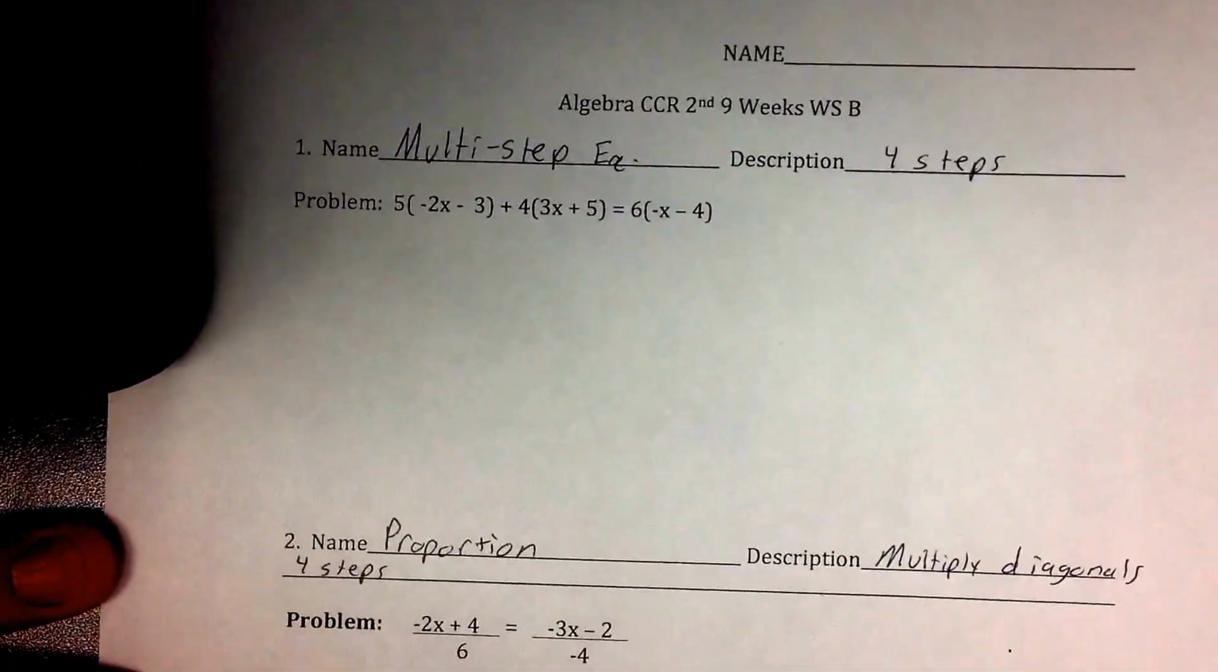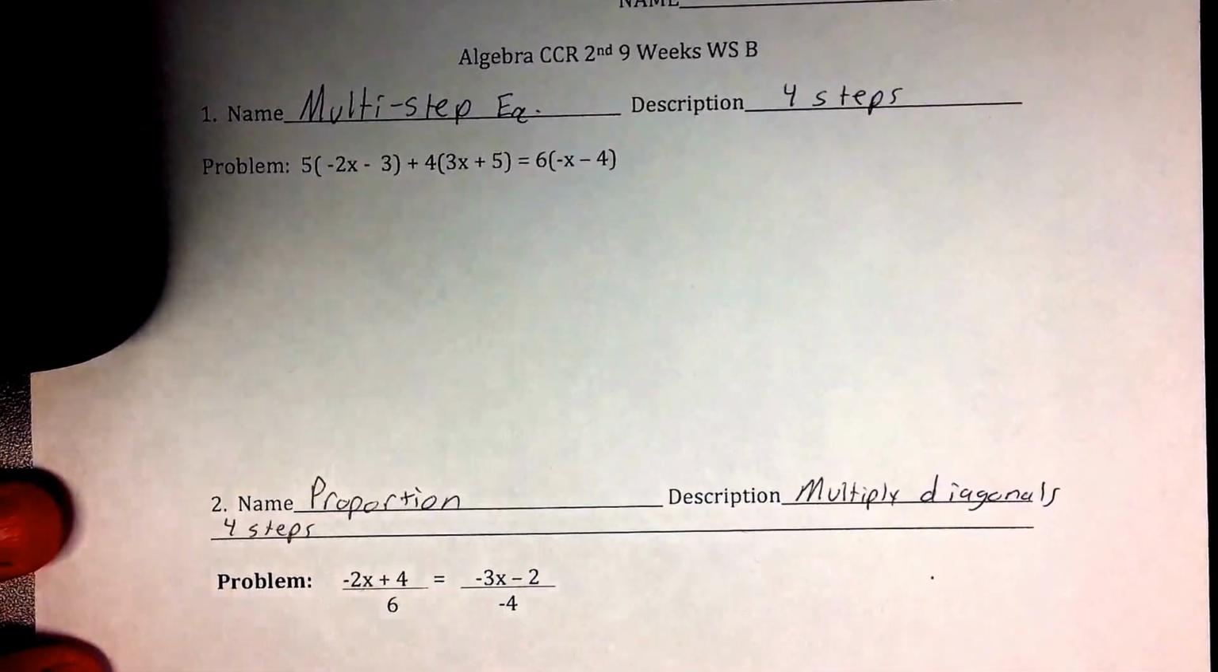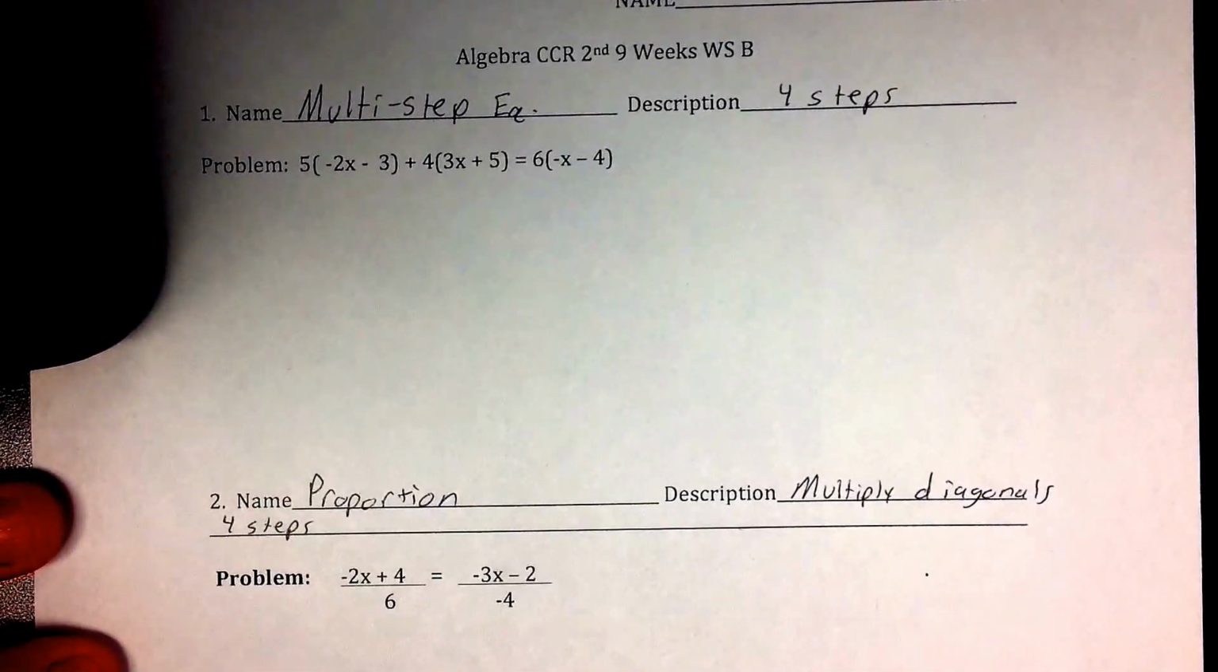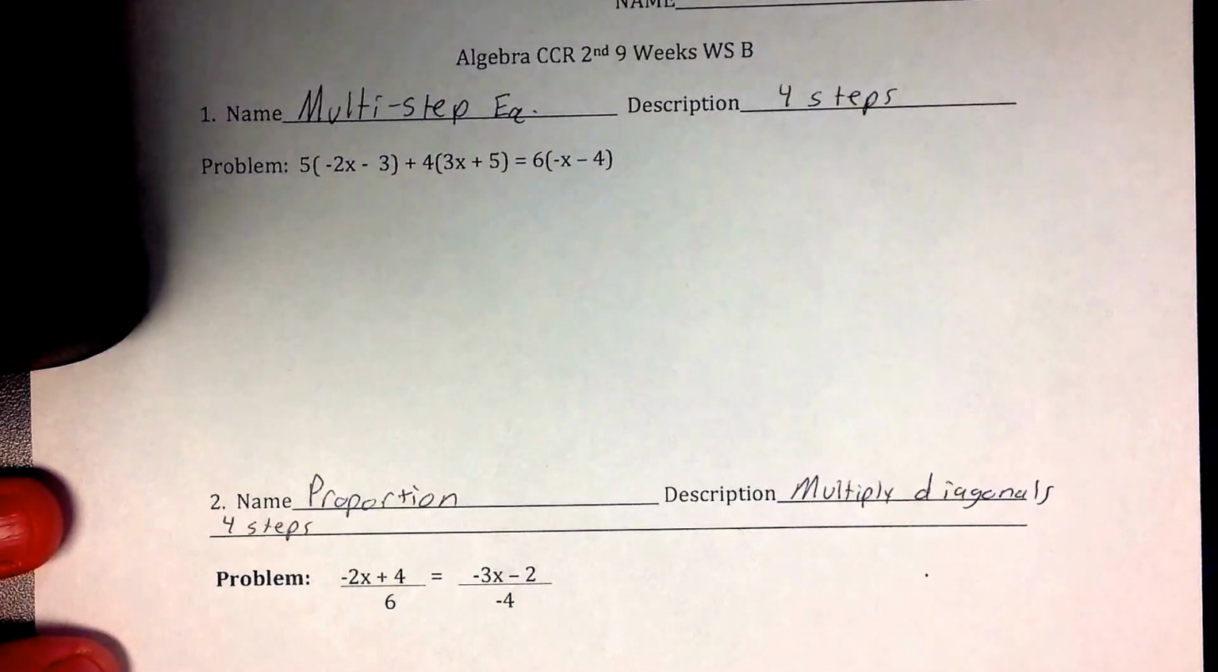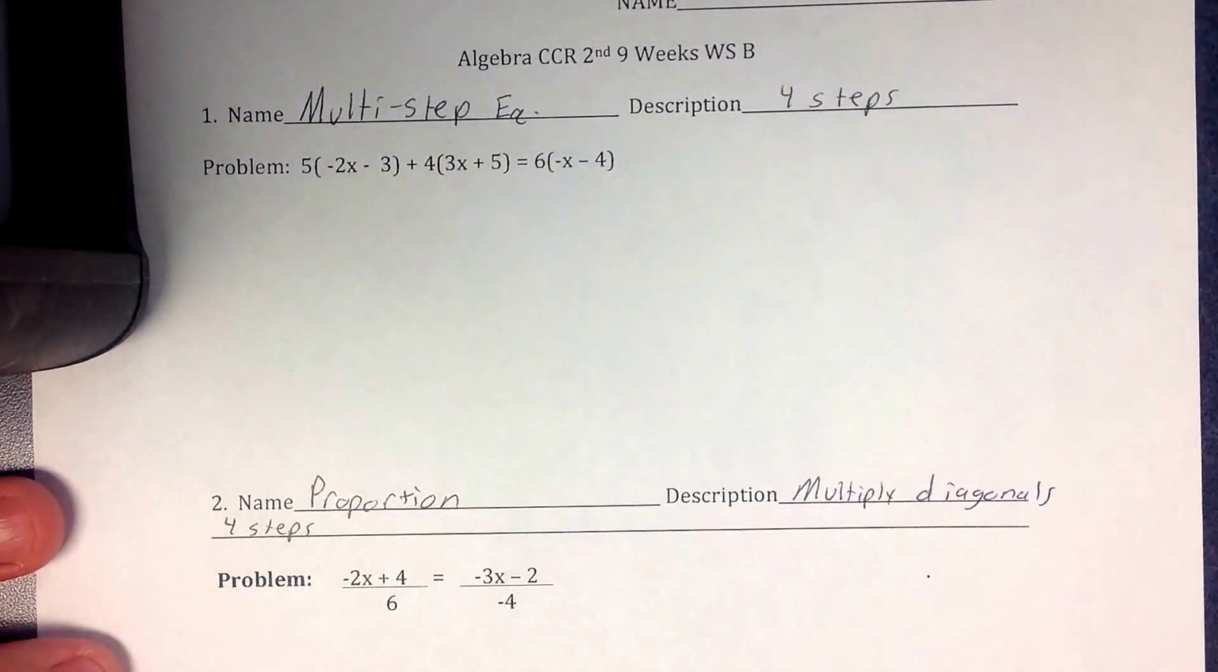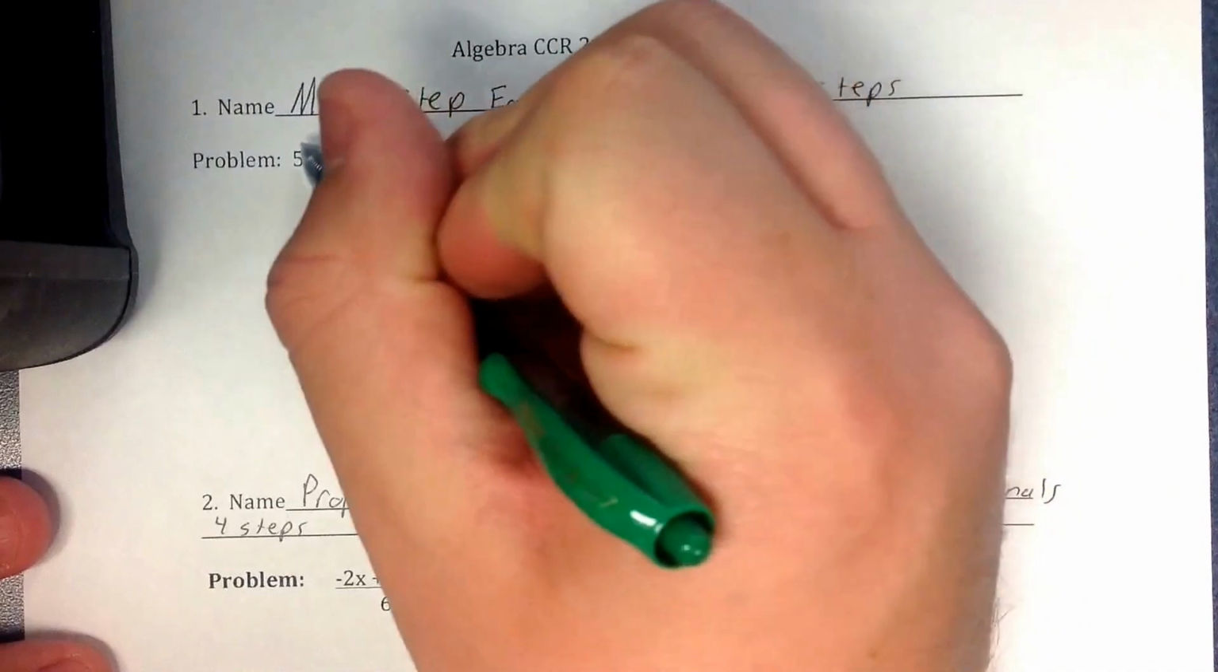Okay, number one is a multi-step equation. We're going to use our 4 steps. It says 5 times negative 2x minus 3 plus 4 times 3x plus 5 equals 6 times negative x minus 4. So our first step is to distribute.